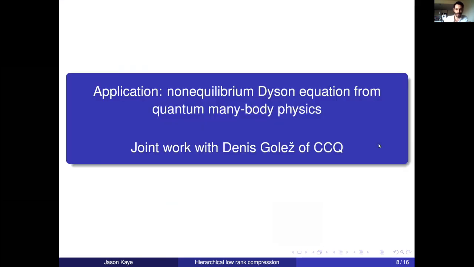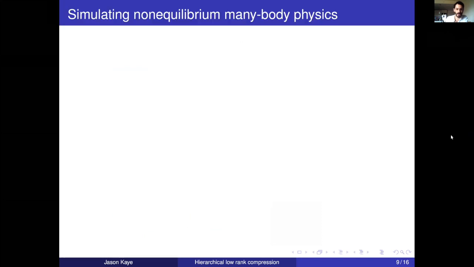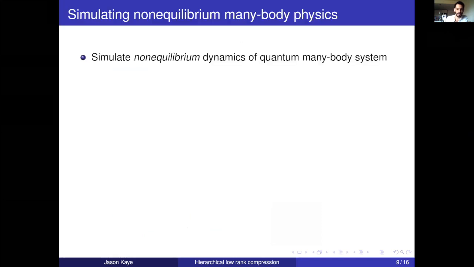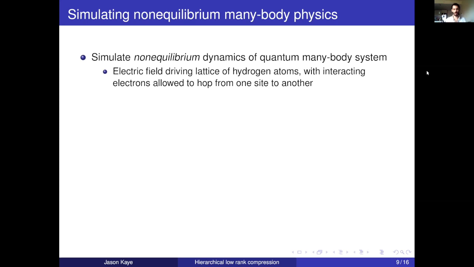Okay, so I'm going to very briefly describe the physics here, and then I'll explain how we applied these concepts to our problem. So what is the kind of physical problem we're going to think about? We're talking about non-equilibrium dynamics of a quantum many-body system. So the picture you can have in your mind is we have a lattice of hydrogen atoms. You could think of a one-dimensional lattice.